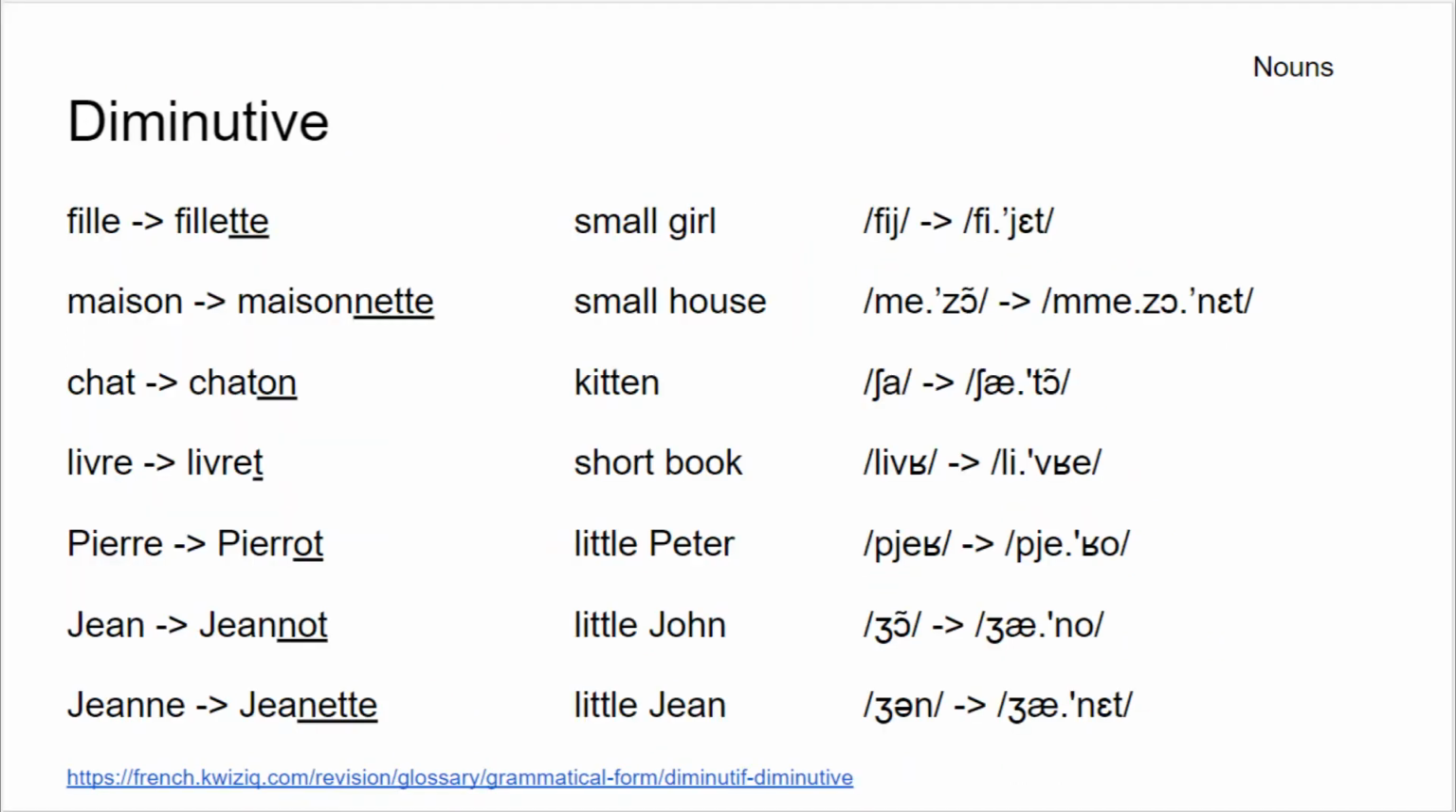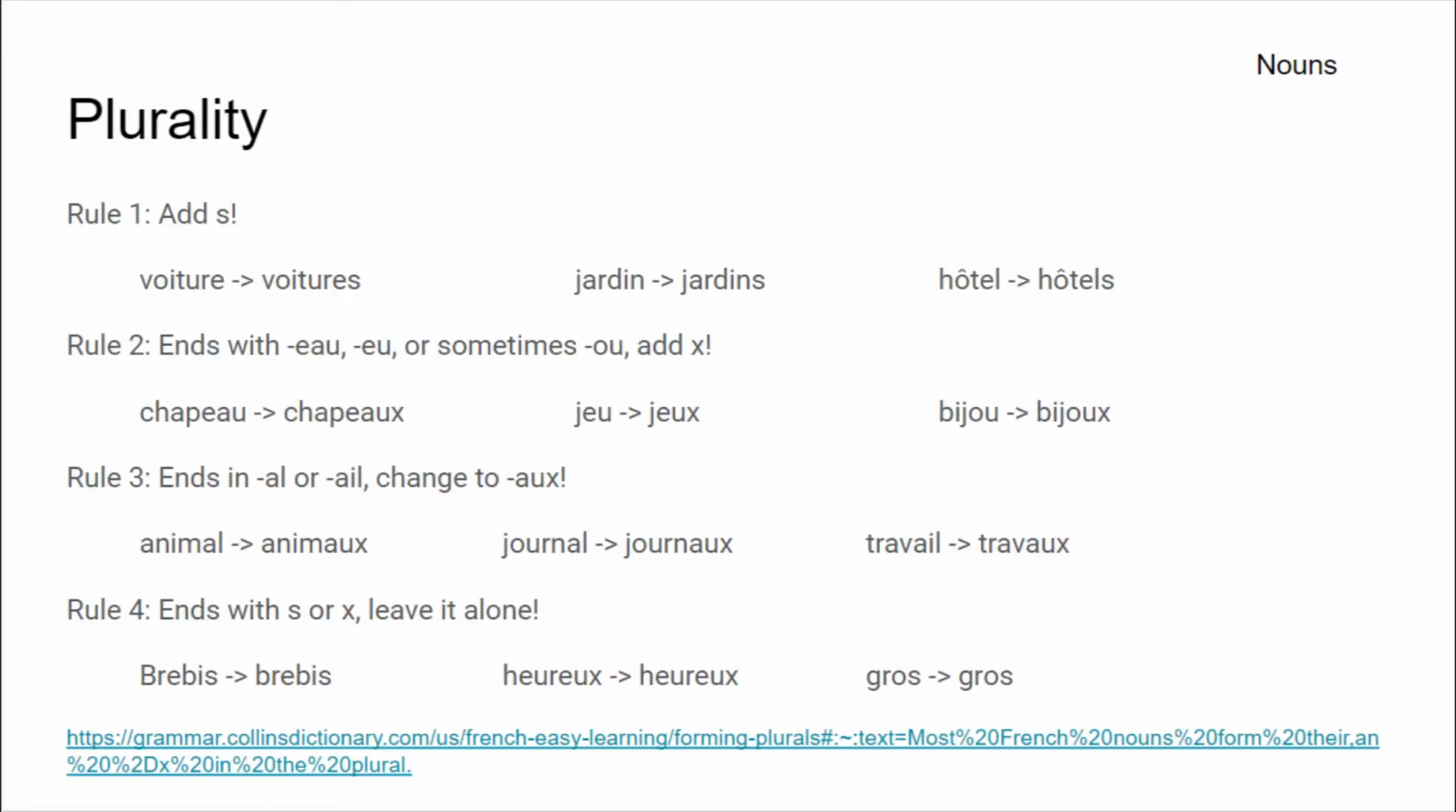If you want to say something is small, you can use the diminutive form. This is not commonly used, so don't worry about perfecting it yet. If you want to make something plural, or say there's more than one of something, in most cases you can just add S or X to the end of the word unless it already ends with S or X. The final S or X is not pronounced.